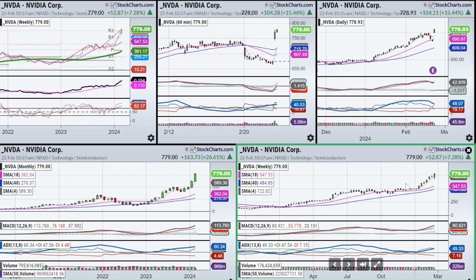Okay, like this is it. So we need bigger volume and maybe even a little bit bigger move to the upside if we're forming some kind of a big buying climax.